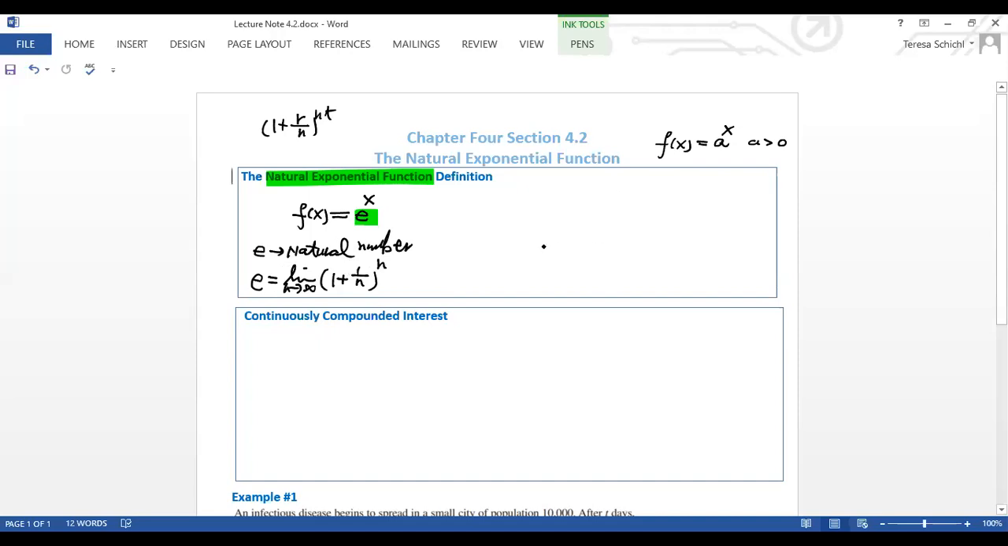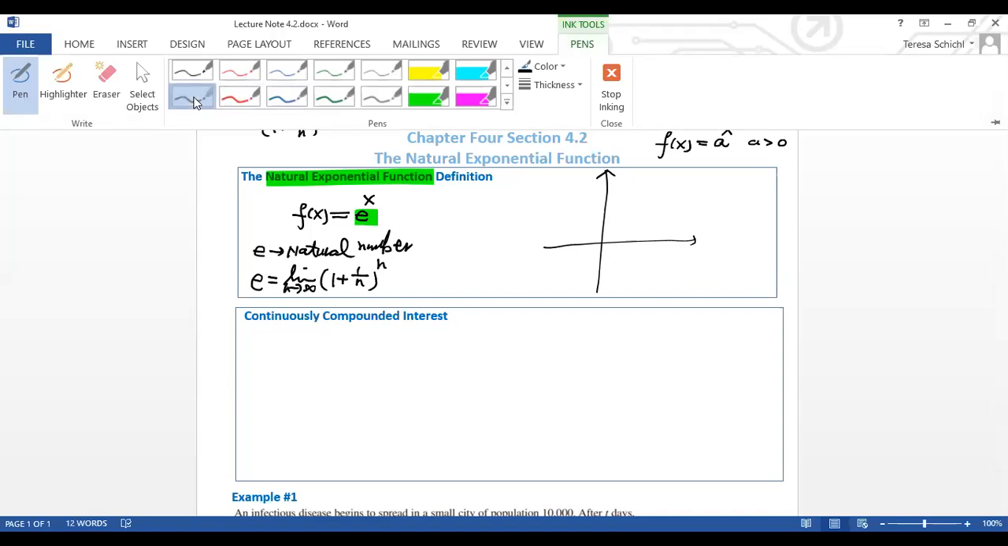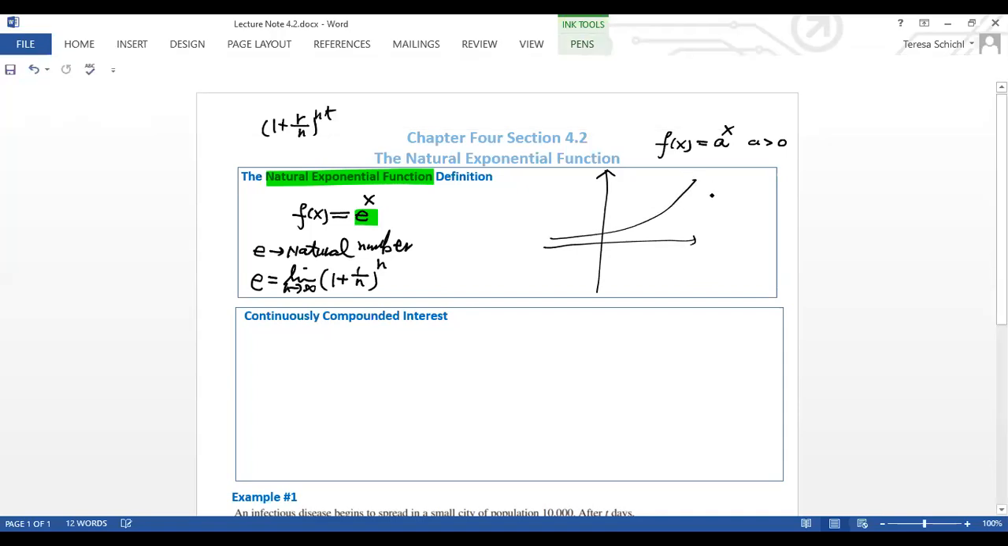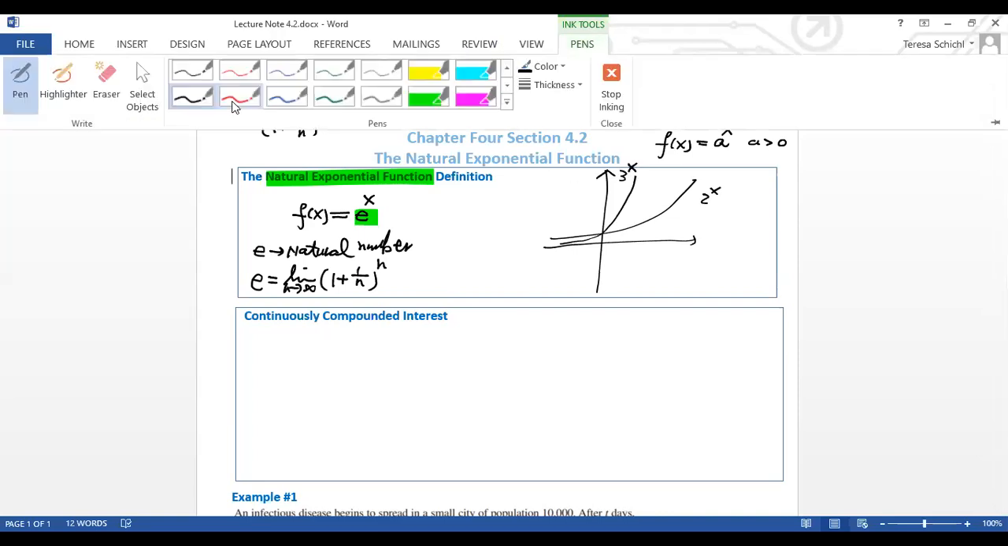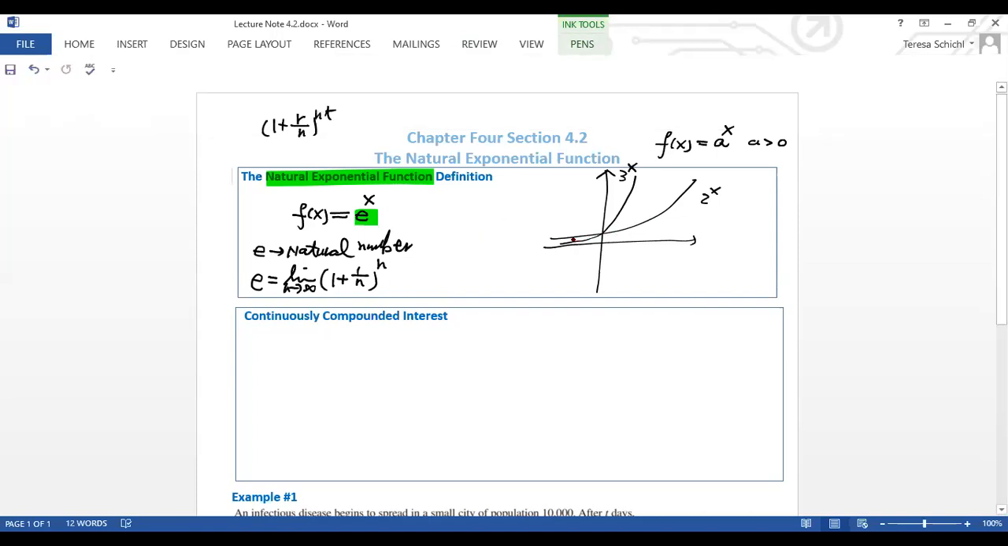Okay, also like we talked about before, the larger the base, the steeper the increase, right? So if this is 2 to the x, I know 3 to the x is going to be here, because 3 to the x is steeper. So e to the x, because e is 2.71 something, will be right between 2 to the x and 3 to the x.